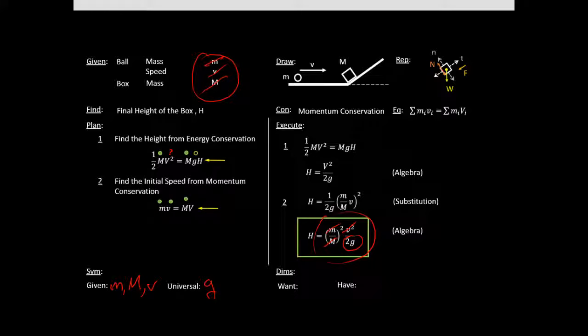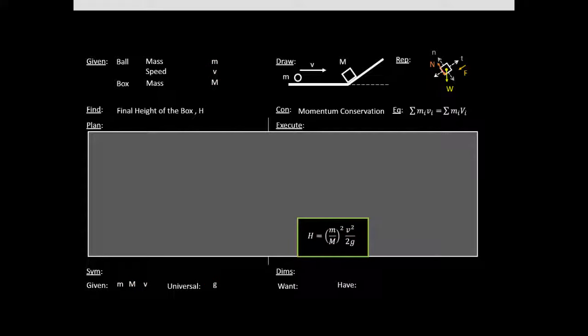All right, so since every symbol that's in here is either a number like 2 or a given variable or a universal constant, we are happy, and all we have to do is check our dimensions, right? Dimensions are very important. We always want to check them. So how am I going to check my dimensions? Well, first of all, I need to know which dimensions I want. I need dimensions of height. Dimensions of height are length, right? It'll be in meters or feet or something like that. So L is what I want when I do the math on this part here.